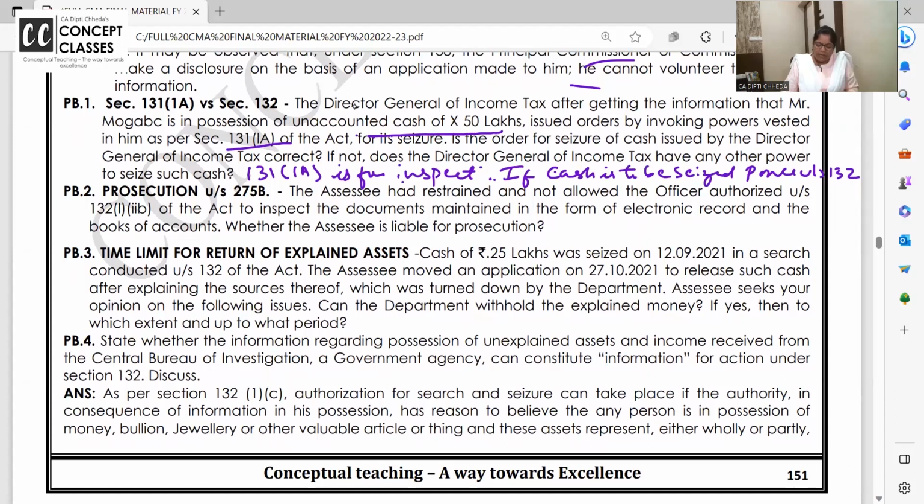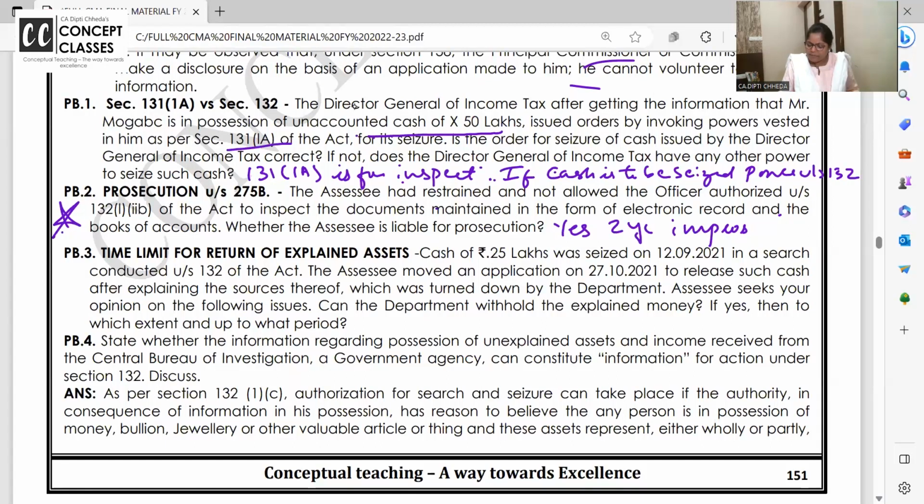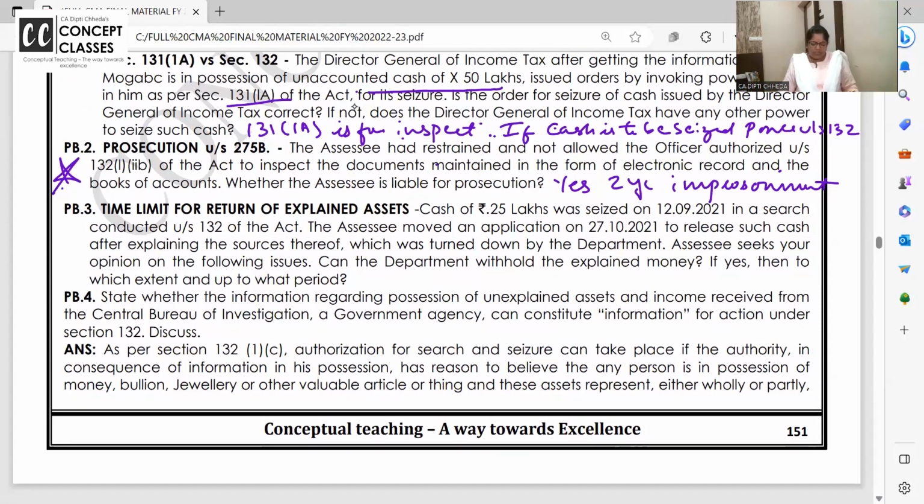2 3 बाकी तो पूरे हैं. SSC has restrained and not allowed the officer authorized under 132 of the Act to inspect the documents maintained in electronic record, and whether SSC is liable for prosecution. आपको already एग्जाम में आ चुका है. Yes. What is prosecution? Penalty is monetary terms. Prosecution is jail. 2 years imprisonment. कल आपको बताया था. If he is not cooperating, he'll go in jail.